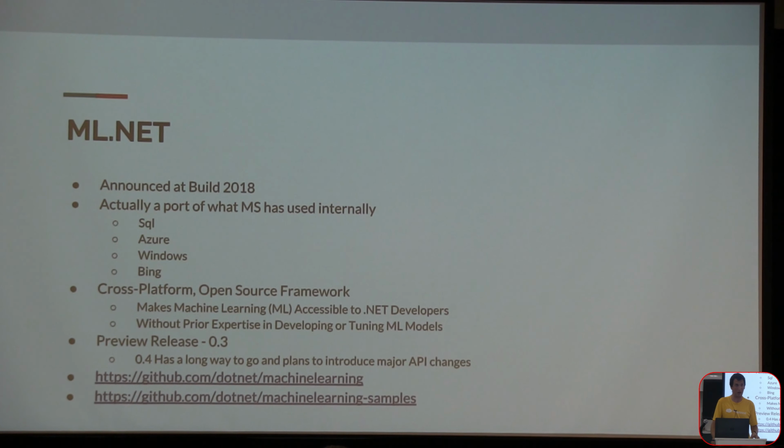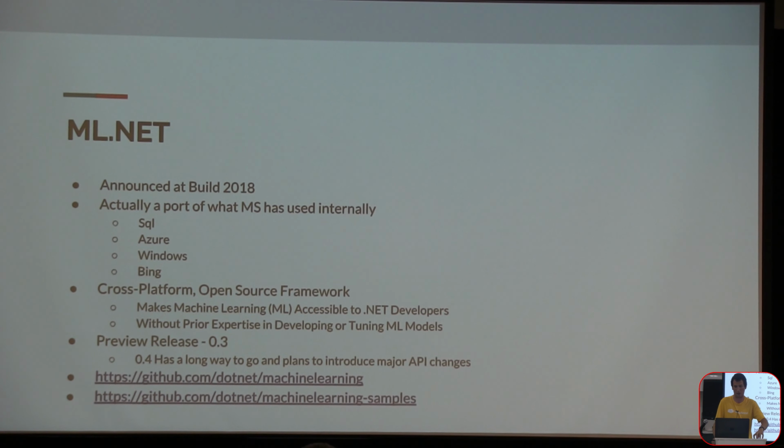So their goal, and I will clarify up front, they're not quite at this goal. They have a long ways to go in several different areas, and I will repeat that throughout. But their goal is to make machine learning, or ML as I may refer to it, accessible for .NET developers, specifically without prior knowledge or expertise in developing and tuning machine learning models. It is currently at a 0.3 release. It is a long ways from a 1.0. 0.4 is on the way, and it sounds like there's going to be some major API changes coming with that, so understand that everything I'm talking about here is pretty fluid.